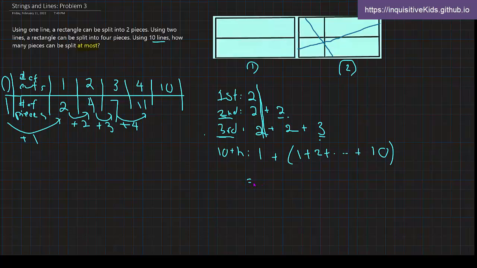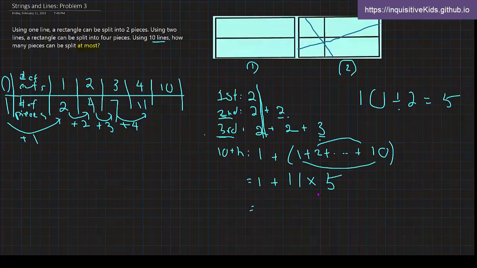Now I'm going to just calculate. Alright, so we leave that 1 aside, that's a bit extra, and we start pairing things up. So 1 with 10, 2 with 9, and so on like that. So the sum of each pair would be 11. And now we have to find the total number of pairs and multiply them together. The total number of pairs would be 10 divided by 2 because there are 2 numbers in each pair, which equals 5. So we times that with 11, and this equals 55. 55 plus 1 equals 56. So at most, using 10 lines, there can be 56 pieces.